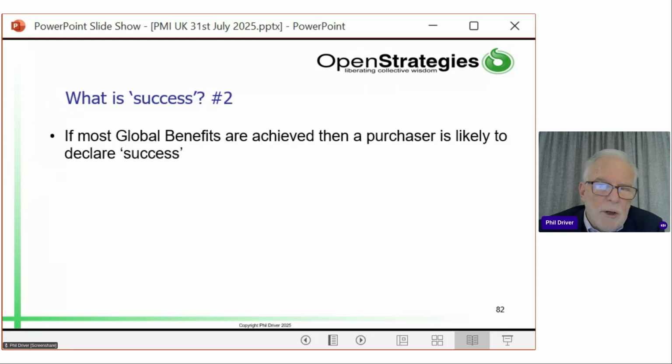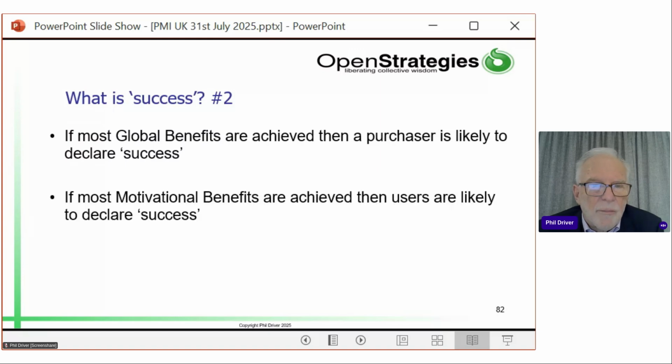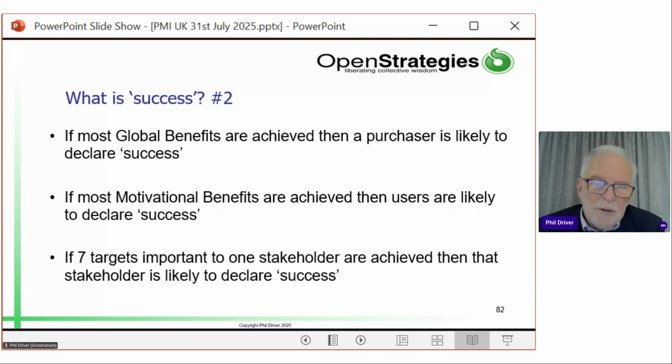So if most of the global benefits were achieved, then a purchaser is likely to declare success. If most of the motivational benefits were achieved, then users are going to declare success. And if 7 targets were really important to one particular stakeholder, then they would declare success. So the success or even worth is subjective. That's kind of awkward because I like things to be black and white and objective. But the reality is that even when we have the most rigorously structured strategy, at the end of the day, the stakeholders are going to judge its success subjectively.